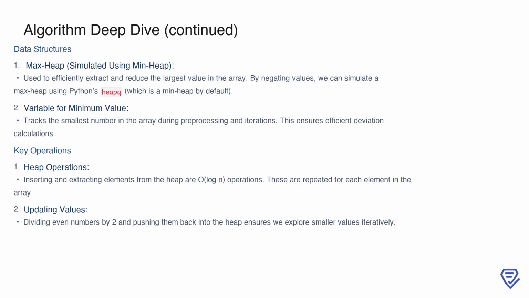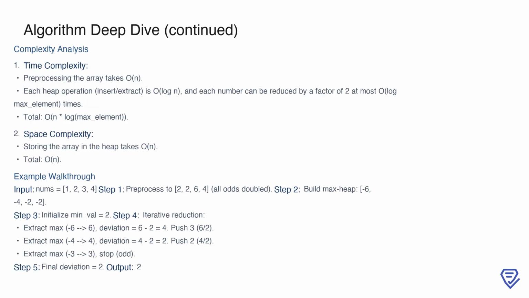The key operations involved are heap insertions and extractions, which are performed in O(log n) time. Each number in the array may be divided multiple times, but only while it remains even. This iterative reduction ensures that the largest values are explored thoroughly, and their impact on the deviation is minimized step by step. The algorithm's complexity is determined by the combination of pre-processing, heap operations, and iterative reductions.